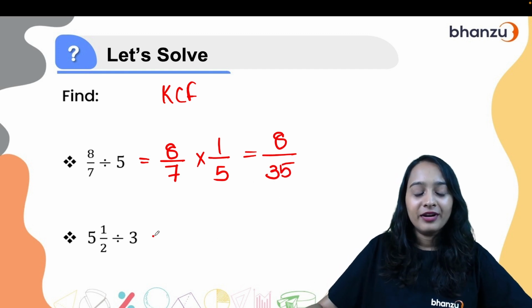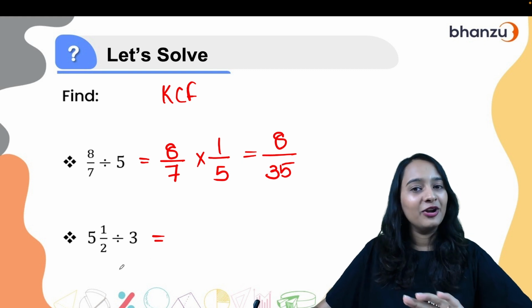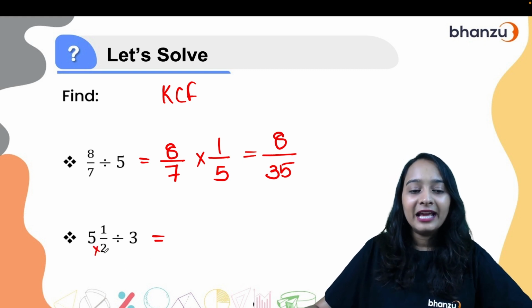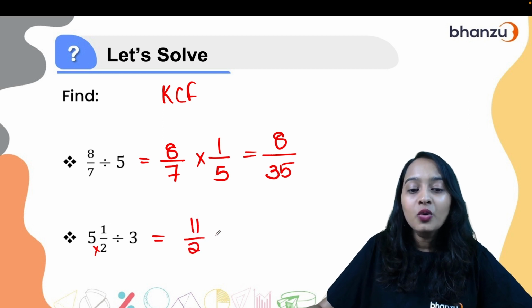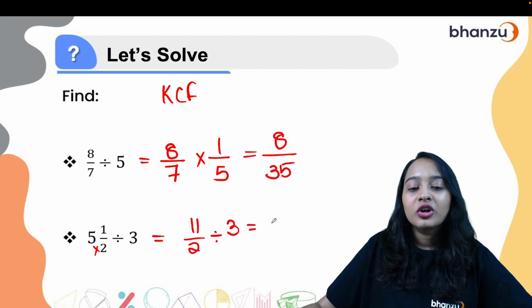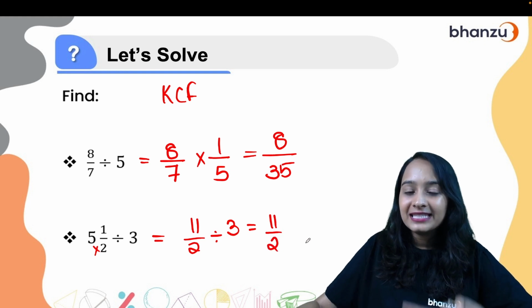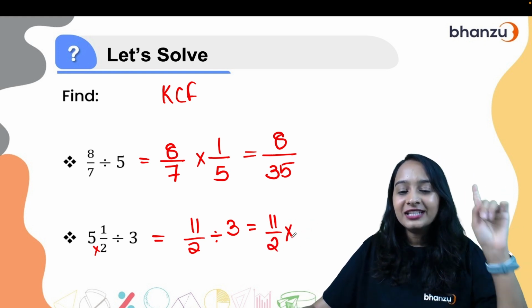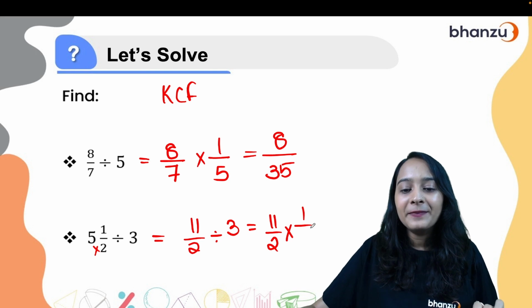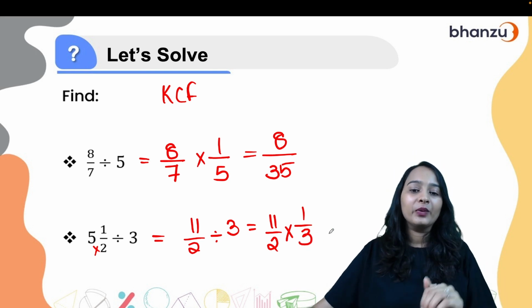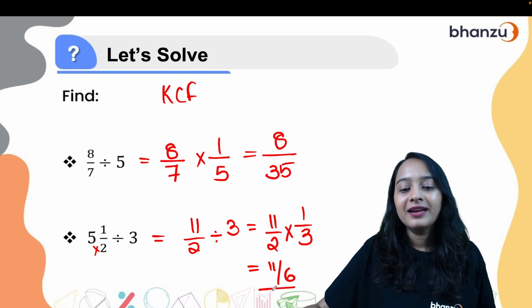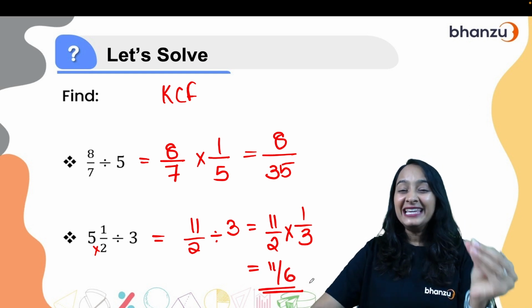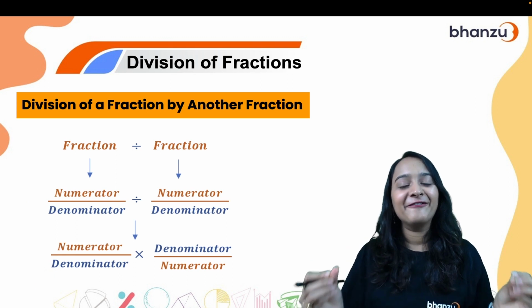Alright, one more. Now you have a mixed fraction, but nothing to worry. 5 multiplied with 2 is 10. 10 plus 1, 11 by 2 divided by 3. So keep the first fraction as it is. KCF rule. Change the division symbol to multiplication symbol, and then 3 by 1 will become 1 by 3. So the final answer is 11 by 6. That's how easy it is to divide fractions.